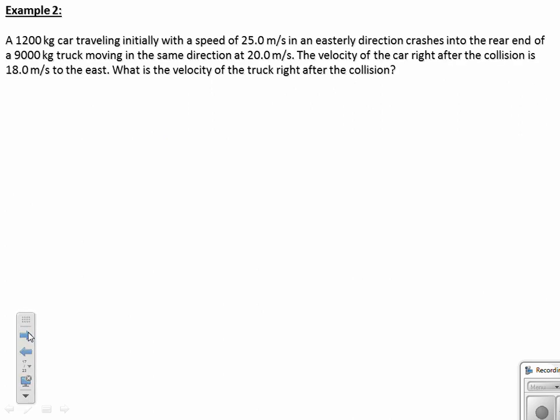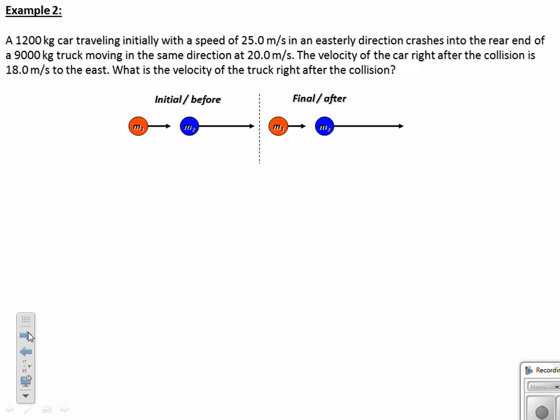A car, heading east, rear-ends a truck moving in the same direction. Here's the car, moving that way. Here's the truck, also moving that way. I made that vector for the truck longer because if you're trying to make them represent momenta, the truck has more momentum in the beginning because it's so much more massive. In the end, the car slows down a little, which means the truck must speed up a little if their impulses are going to be equal and opposite.